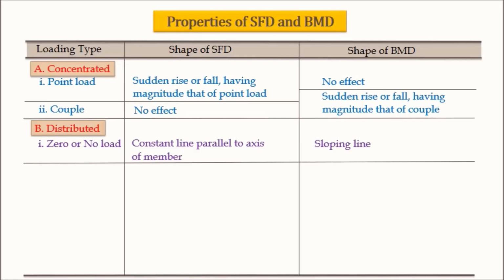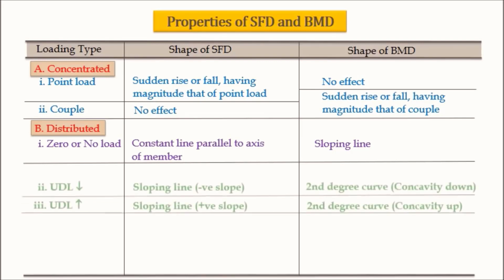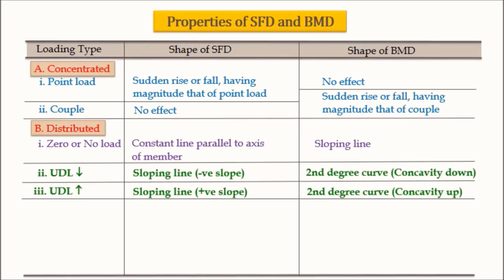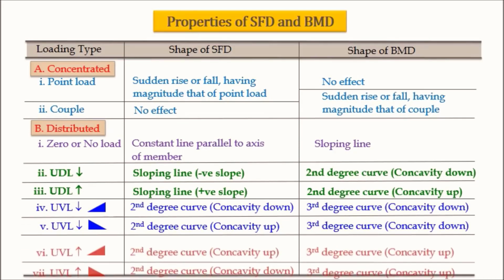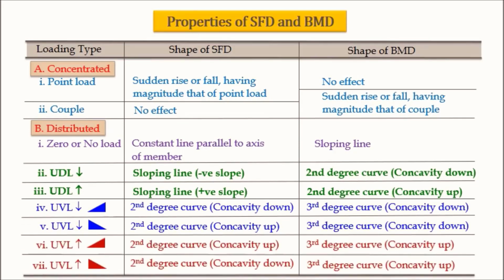In case of distributed load, when there is no load at all on a segment of a beam, then SFD is a constant line, because no load means zero, and as I said earlier, the integration of zero is constant. So SFD is a constant line, and the integration of a constant is an inclined line, that is, a sloping line. So BMD is a sloping line. Similarly, in case of UDL and UVL, we have discussed everything regarding the shape of SFD and BMD.